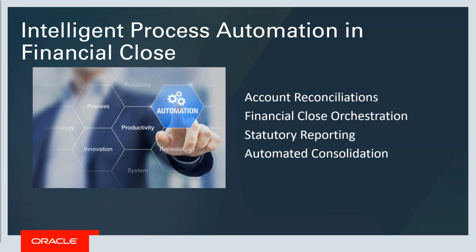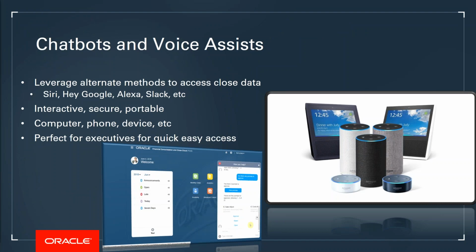in XBRL even. So if you have to file with the U.S. Securities and Exchange Commission, for example, most large companies have to do tagging of their elements in XBRL, and we're able to take the power of the machine and do that tagging for our customers.